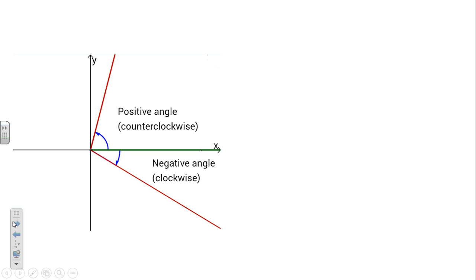So here's our initial ray. If I'm going from that initial ray to this upper terminal ray, that is a positive angle. Counterclockwise is always considered positive. From this initial ray to the terminal ray down here is considered a negative angle, clockwise. So far, so good? All right.